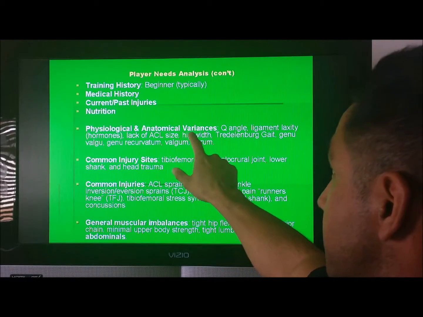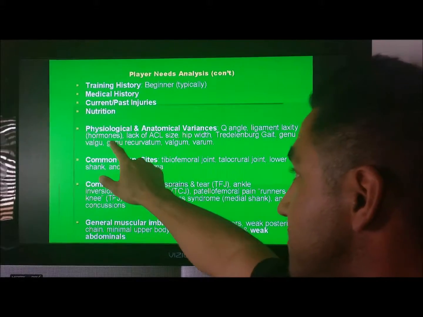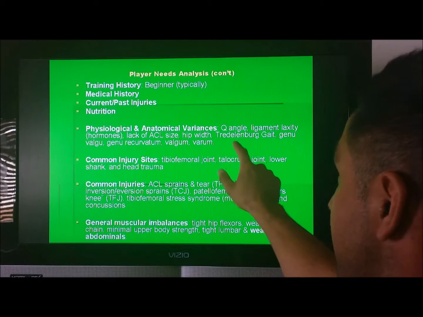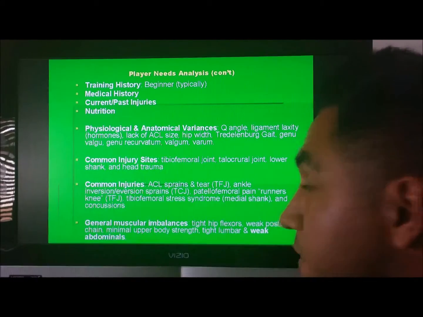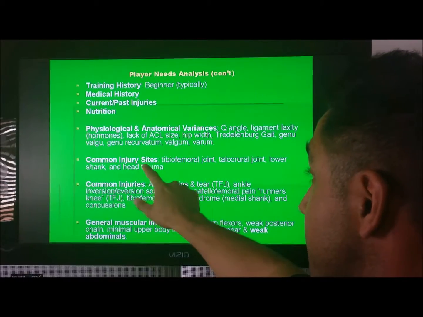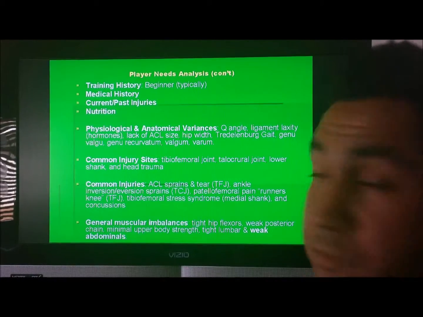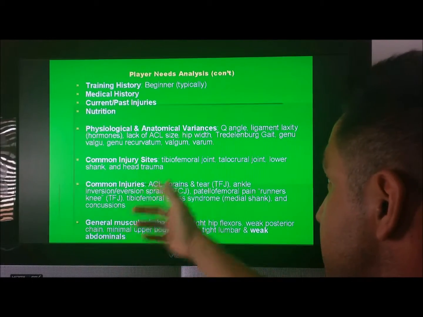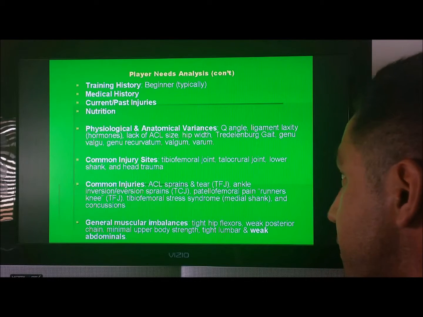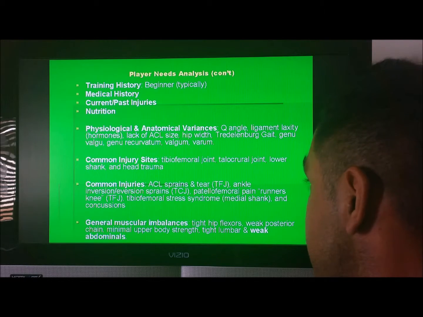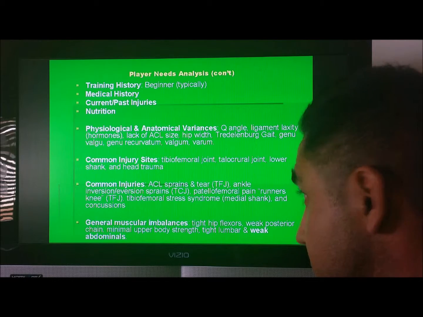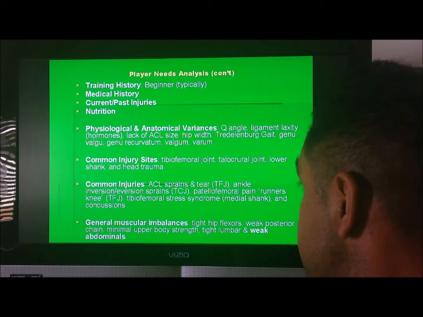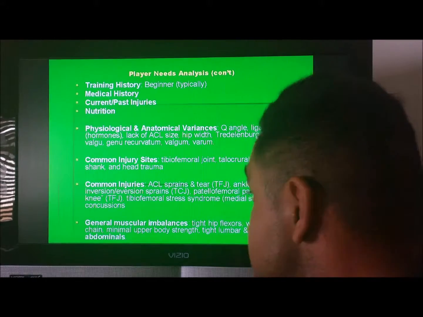Physiological and anatomical variances: Q angle, ligament laxity due to hormones, lack of ACL size. This is really prevalent within women. Hip width, Trendelenburg gait, valgus and varus stresses on the knees we want to pay attention to. Common sites of injury are tibiofemoral joint, talocrural joint, lower shank, and head trauma. Common injuries to these sites are ACL sprains, ankle inversion-eversion sprains, patellofemoral pain, known as runner's knee, tibial stress syndrome, and concussions.